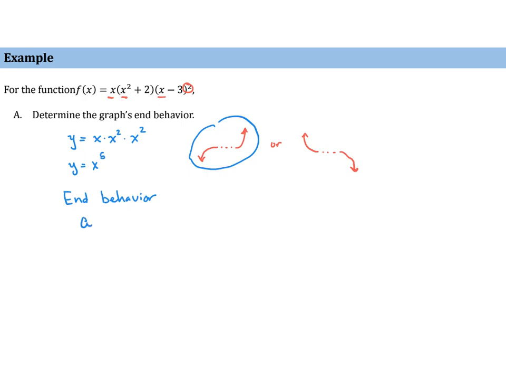So the end behavior is, as x goes to the left, as x approaches negative infinity, what does y do? Y goes down, so negative infinity. As x gets big to the right, what does y do? It goes up. It gets large.